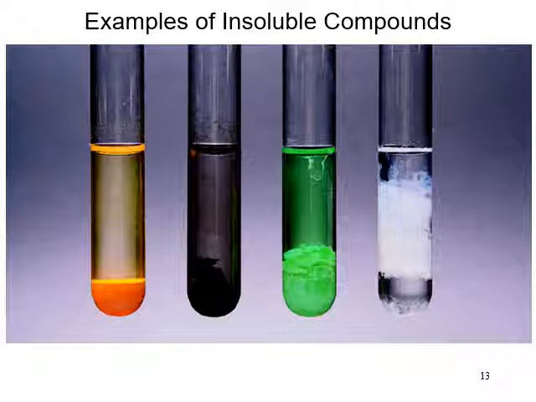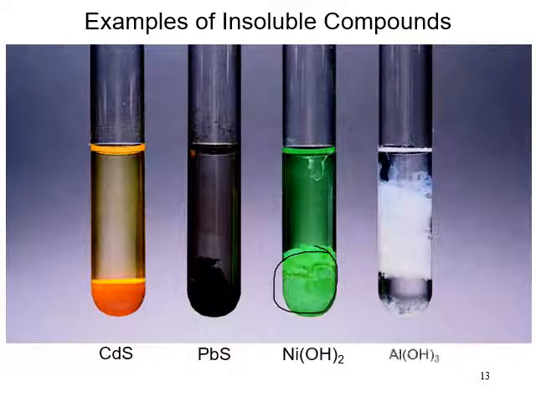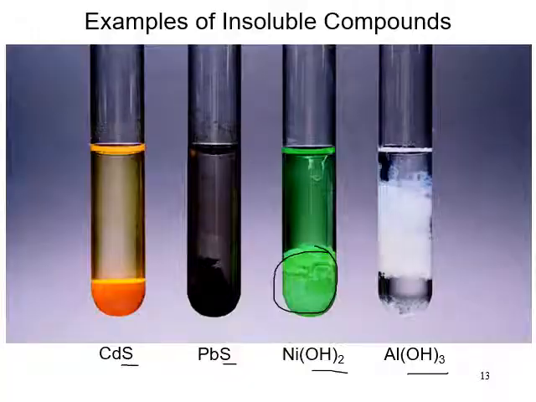Now these were some examples of insoluble compounds, and the reason you're seeing them in there is because they're insoluble. These are all insoluble. Sulfides a lot of times are insoluble. Hydroxides are insoluble. That's what we saw in the previous chart.